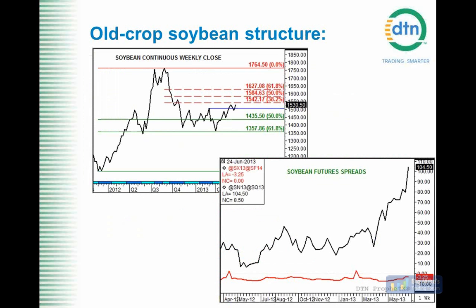Look at the black line in the lower right-hand corner. That is the July to August spread. We talked about that earlier. When I put this together, it was around $4, $5 over the August. Now it's up around $10, $12 over the August. This thing is in a sharp uptrend.